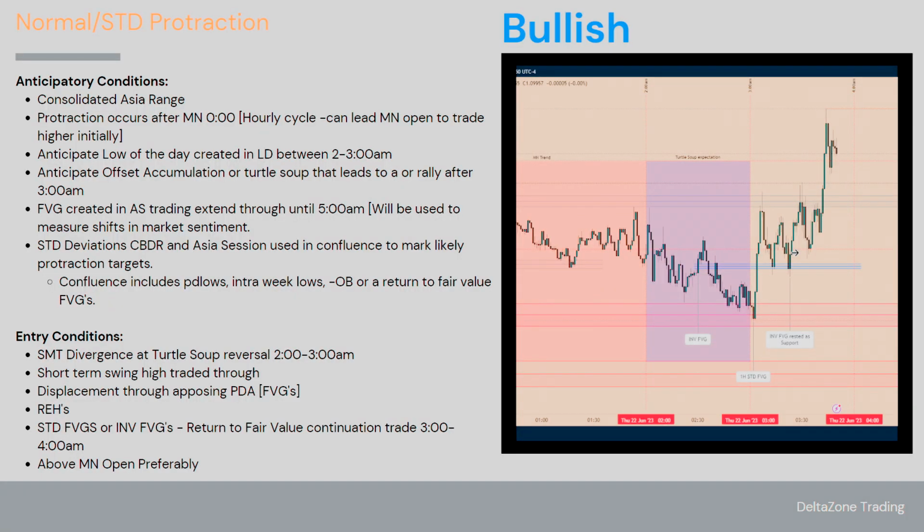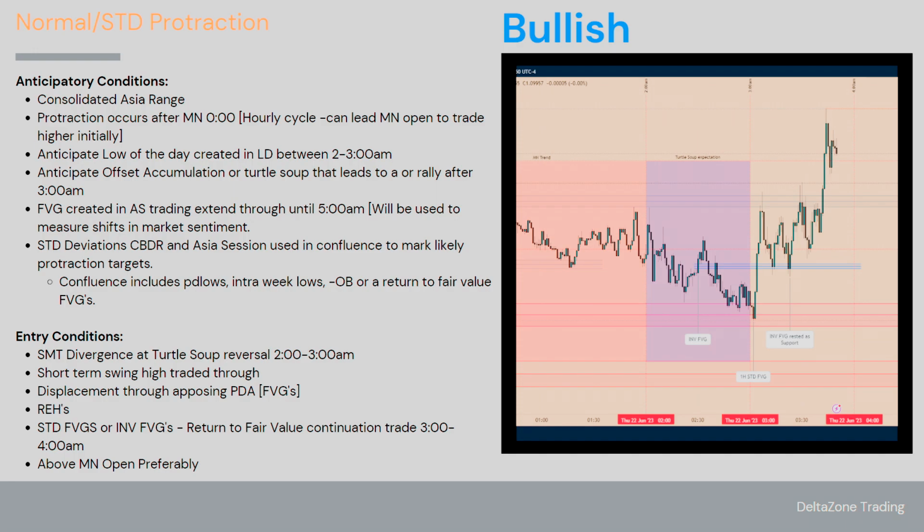The first profile up for consideration is the bullish normal or standard protraction profile. As mentioned before, I'll offer a list of key conditions that can be anticipated, followed by a list of potential entry criteria. Now, not all of these criteria need to be observed during any one profile formation, but we should at least be able to identify three or more of these conditions. So the anticipatory stage or anticipatory conditions.